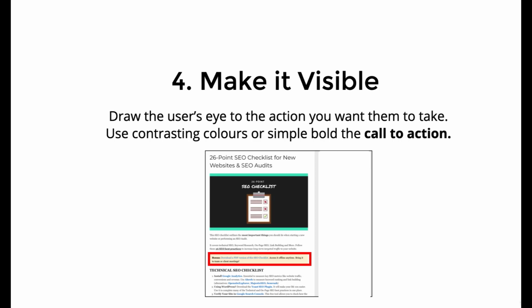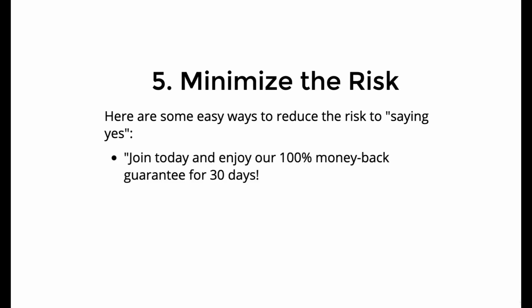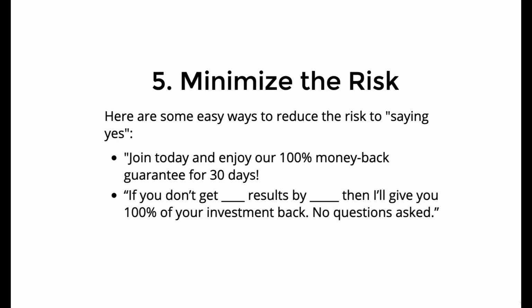Okay, so tip number 5 is to minimize the risk. If you want to really reduce people's fears and hesitations, you should minimize the risk and make it easy for them to say yes. And there are a couple of ways to do that, guys. One is the money back guarantee. If you use the phrase "to join today, enjoy the 100% money back guarantee for 30 days," you can also be more specific, like "if you don't get X result by X time, then I'll give you 100% of your investment back, no questions asked." That would create trust with your customers.